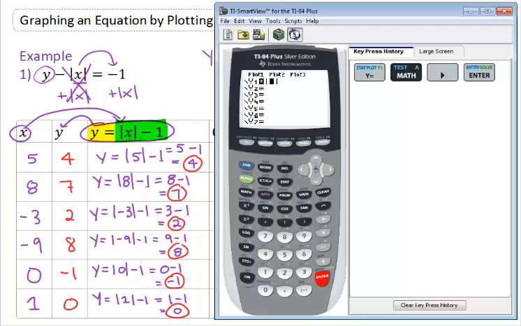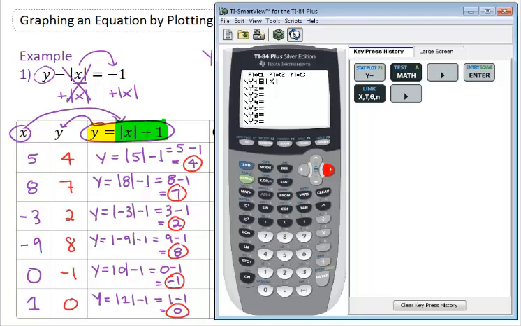Inside my absolute value is the X button. The X button is this button right there. It says X, T, theta, n. If you're in the right mode, when you push it, you will always get the X. Now, I am done with my absolute value, so I need to push the right arrow button, and my calculator is telling me to do so. If you had an older edition of the calculator, you would just close the parentheses.